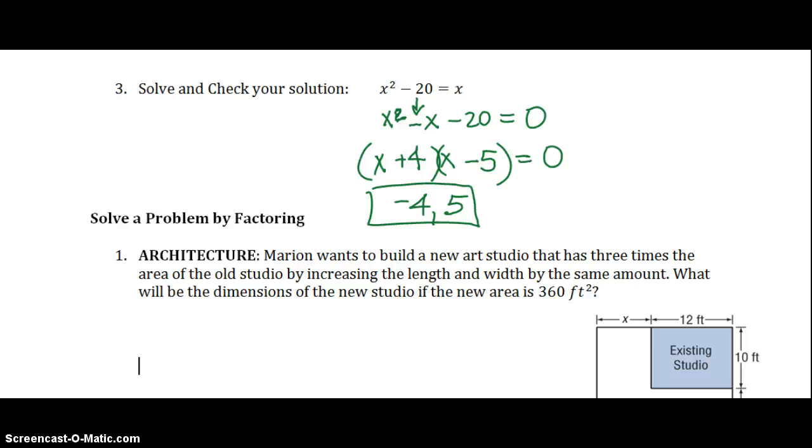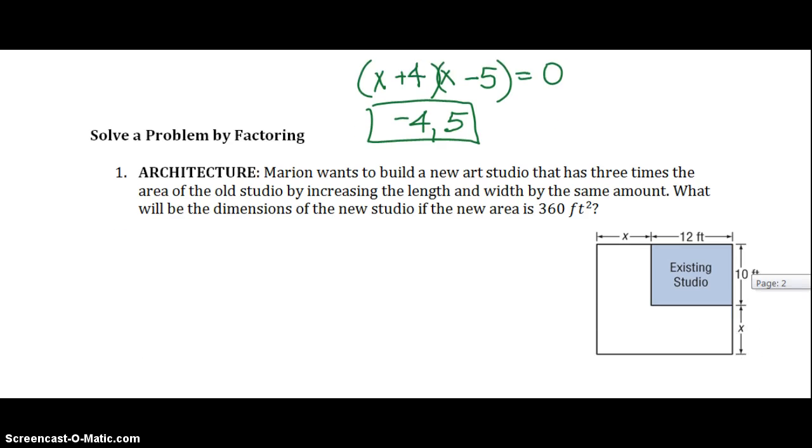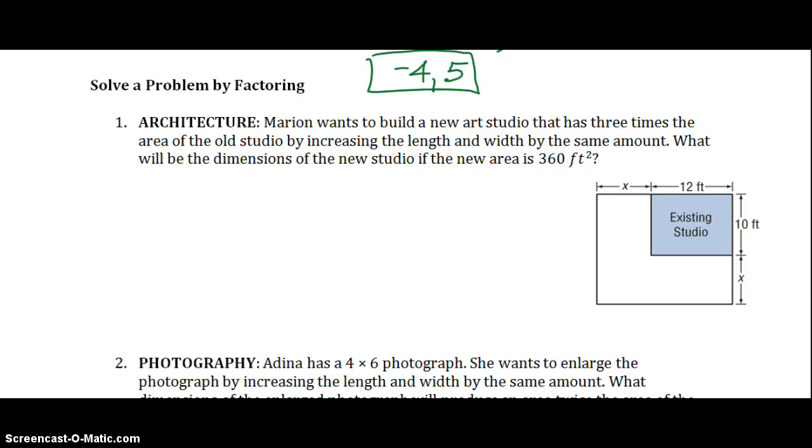All right, an architect is looking at a room, wants to build a new art studio that has 3 times the area of the old studio by increasing the length and the width the same amount. So here we see they've just put x, the same amount. We're going to increase our length and our width. What will the dimensions of the new studio be if the new area is going to be 360 square feet? So we have area is length times width. So we have a length of x plus 12 and a width of x plus 10. And we want the whole area to be 360.